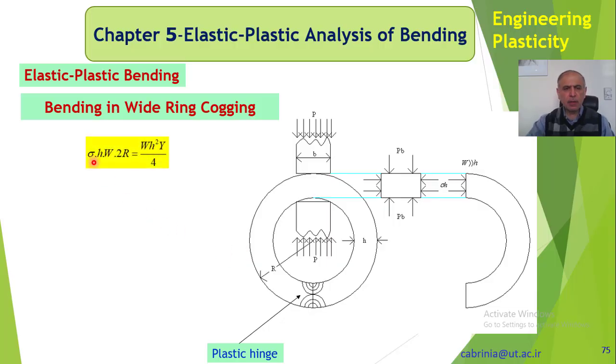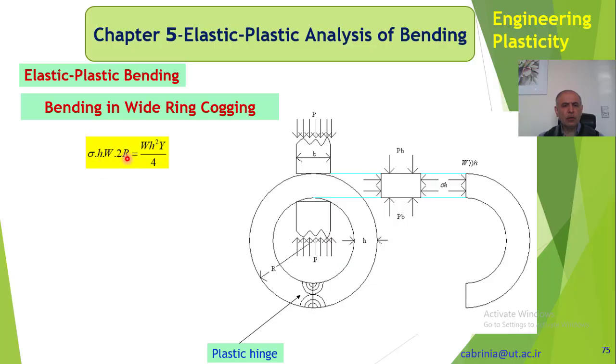What we have written here is sigma times h times w, because we have this sigma here, as you can see. It is the stress caused by this load. So this stress times the area. What is the area? The cross-sectional area of the beam is h times w. W is width, h is thickness. And we said that w is much bigger than h. So that is the force.